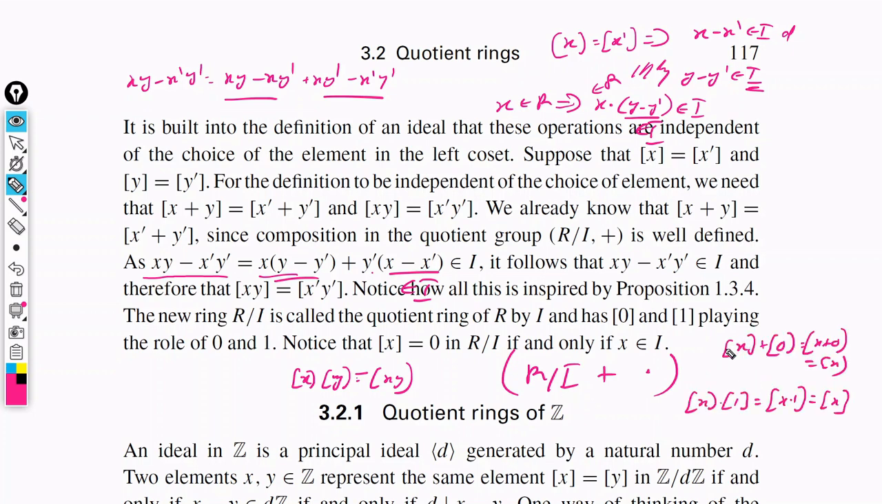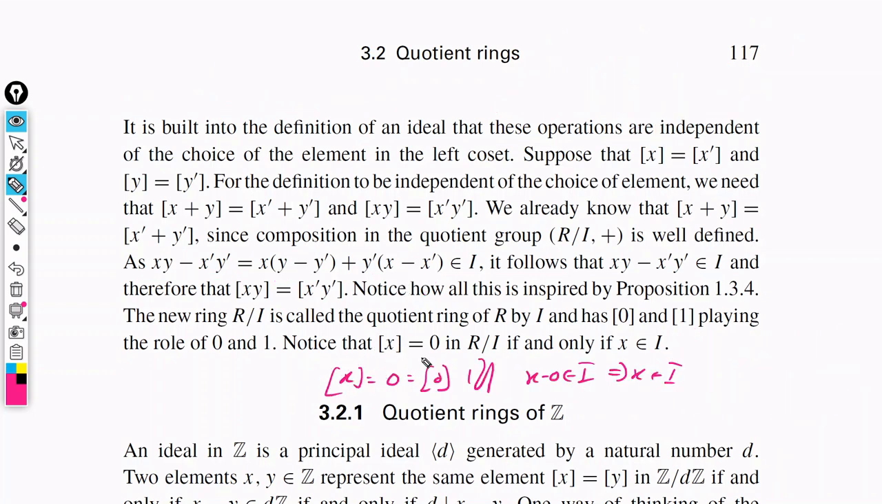It is clear that coset x plus coset 0 equals, by definition, coset x plus 0, and x plus 0 equals x. So this 0 is our identity under addition. And what is the identity under multiplication? That is coset 1, because coset x into coset 1, by definition, is coset x into 1, which is x. Also note that coset x is equal to the additive identity in R by I. And we know that the additive identity in R by I is coset 0. That means coset x is equal to coset 0 if and only if x minus 0 belongs to I. x minus 0 means x belongs to I.